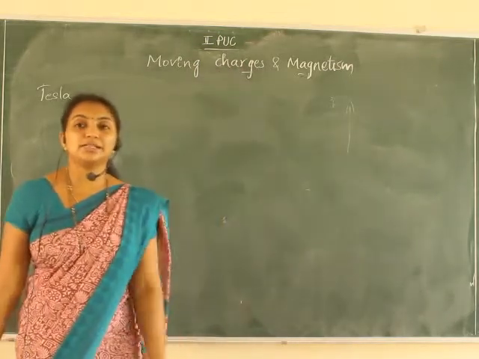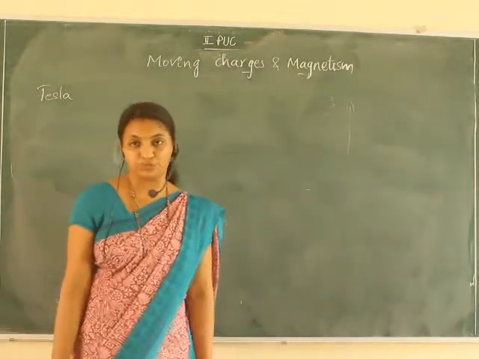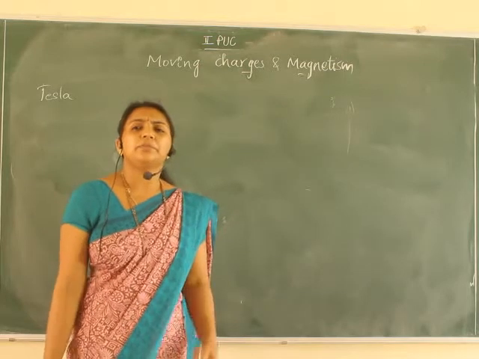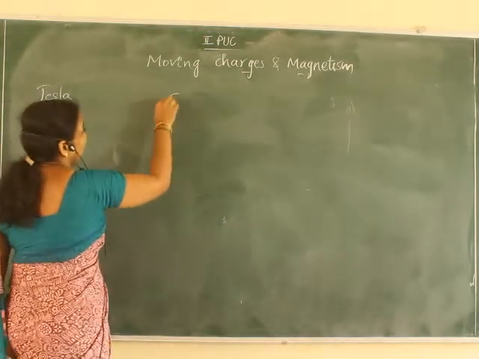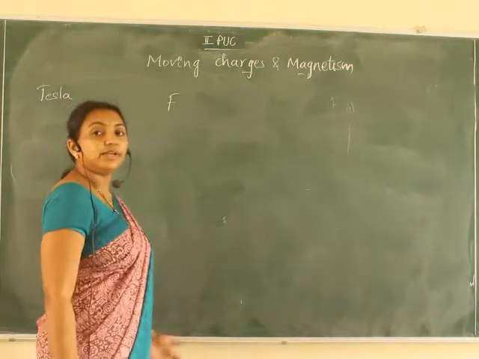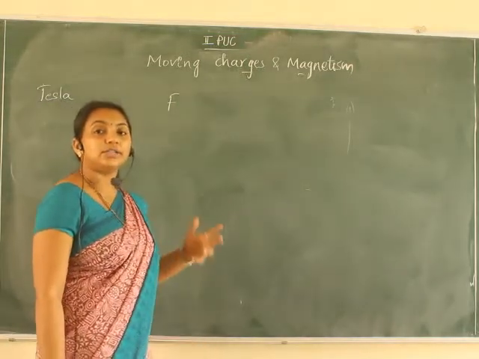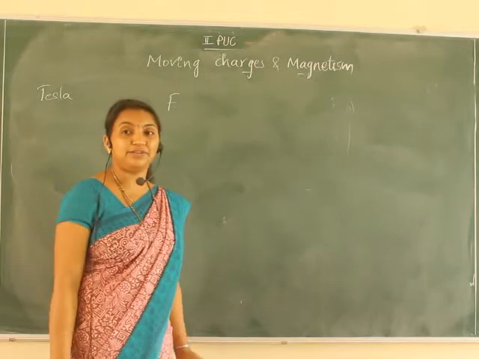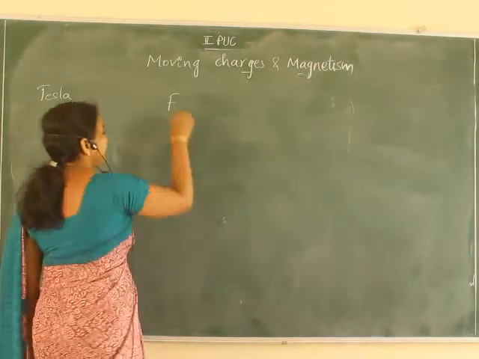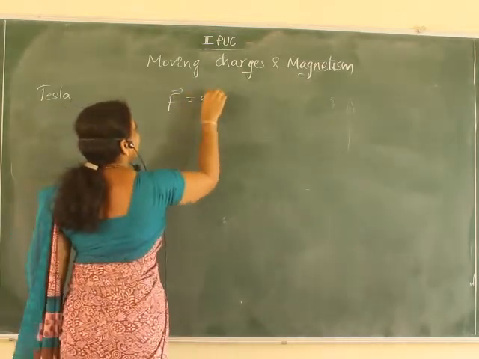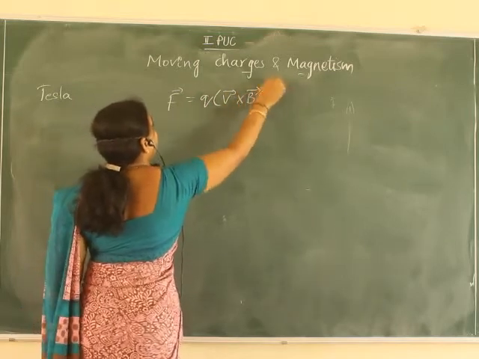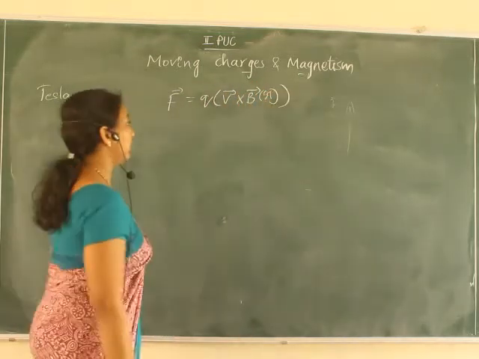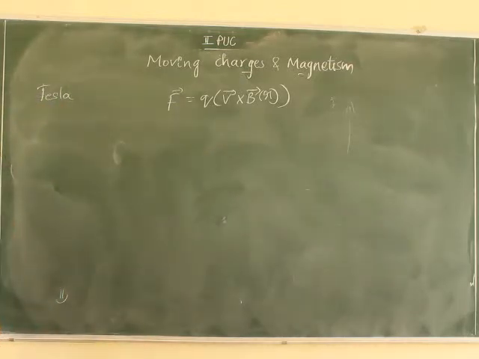So in your previous class you have learnt about the Lorentz force, correct? And you got the expression for the force on a charge moving in a magnetic field also. That is F is equal to Q into V cross B. Am I right? This was the expression which you got.